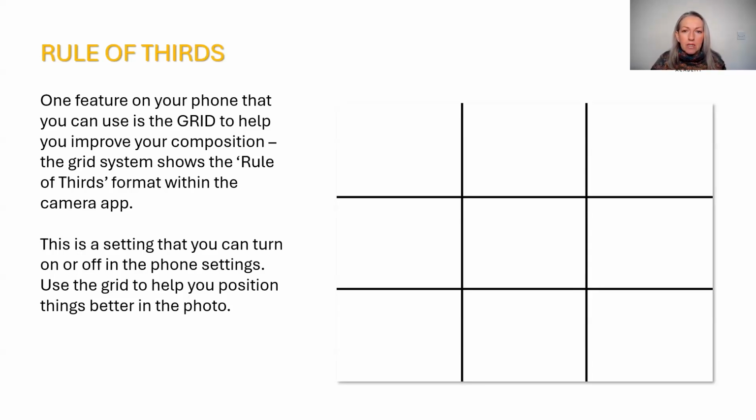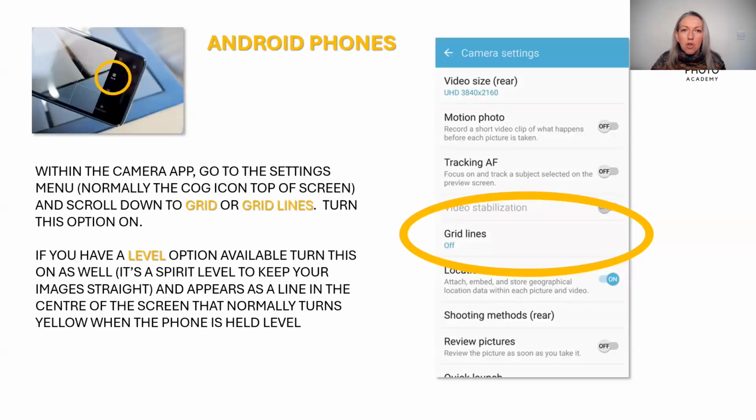You can turn on your grid lines. On Android phones, you do it within the camera app itself. So you go to your camera app, and in the top, normally right-hand corner, there is the menu option, which is the cog icon. If you click on that, a camera settings menu appears, and one of the options is known as grid lines or grid. If you just tap on the wee button beside that, that will turn on your grid lines.